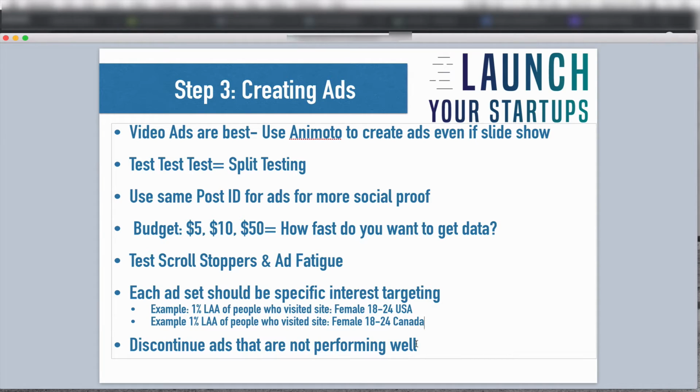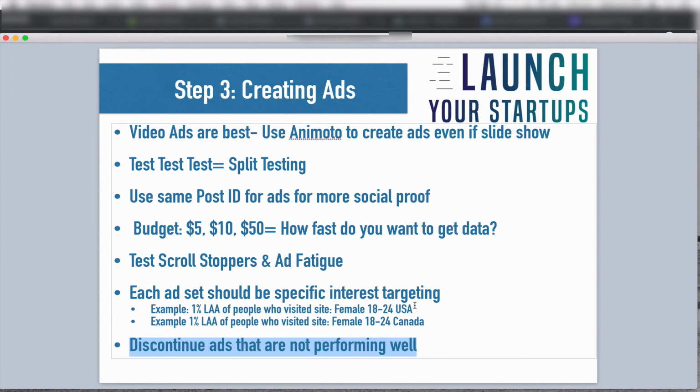And then you want to discontinue ads that are not performing well as soon as you know. As soon as you see one ad is going to perform better than the other, say like the US is performing better than Canada, then you're going to want to double down and add more of your budget to the US ad set, and see how well it's performing there. So that's basically what you guys need to understand when you're creating ads.